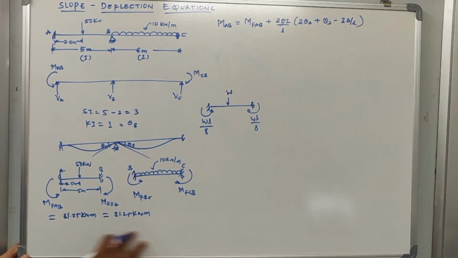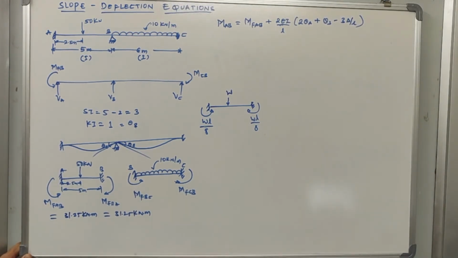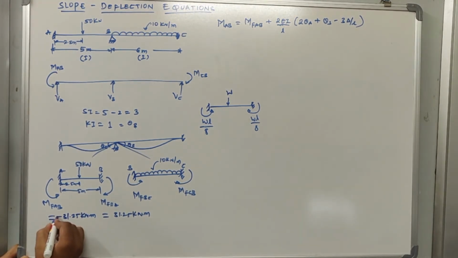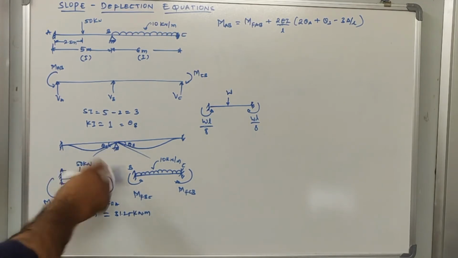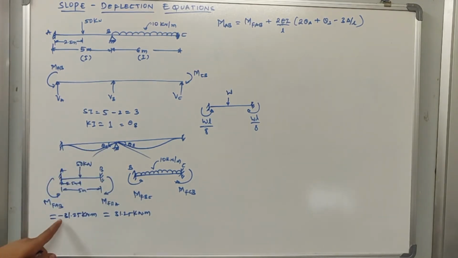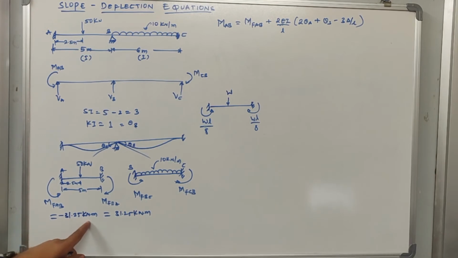Once we have calculated this, we must understand whether they are negative or positive in nature. Tell me whether this is negative, yes or no. With respect to your sign symbols, this is negative and all these are positive values, right? So that's why we'll write this as minus 31.25, and this as plus 31.25.